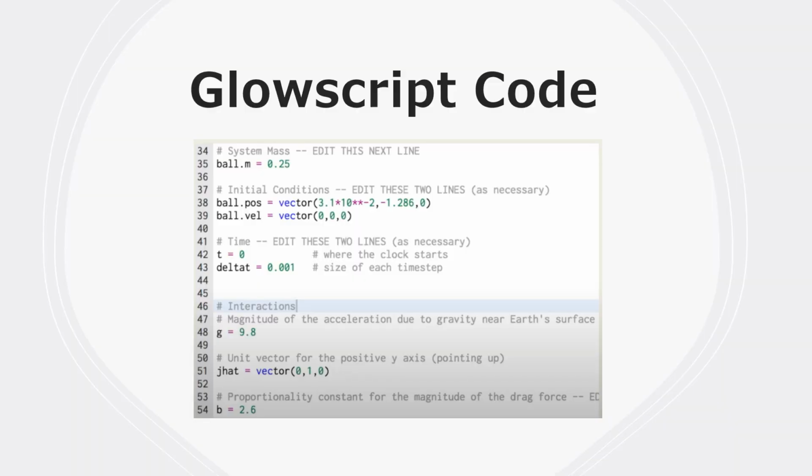In the GlowScript code used to predict the motion of the falling slinky, the initial values from the observations are put in place, such as mass, position, velocity, gravitational acceleration constant, and the direction of the force. The b component for drag force was determined to be 2.6.